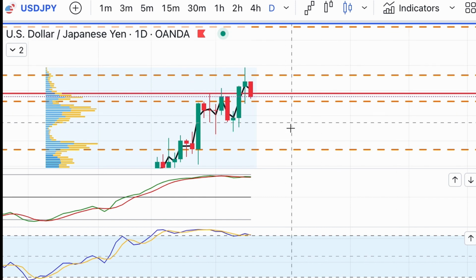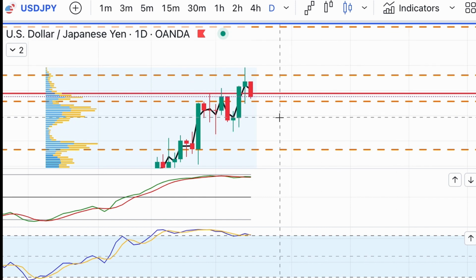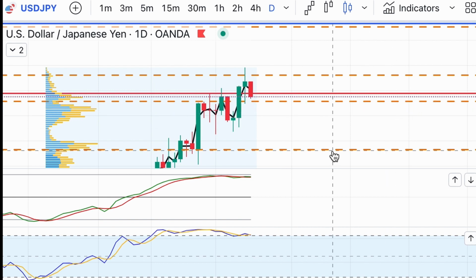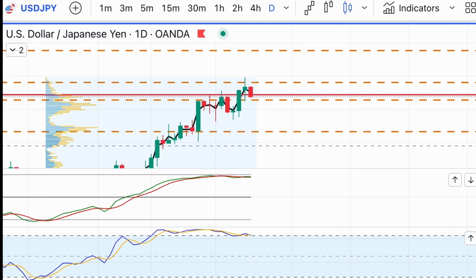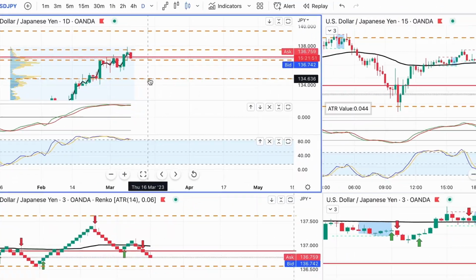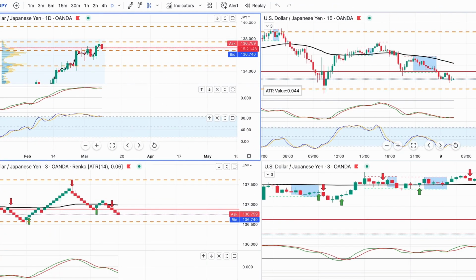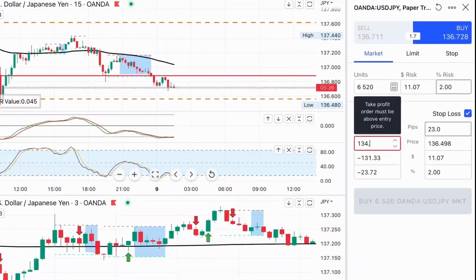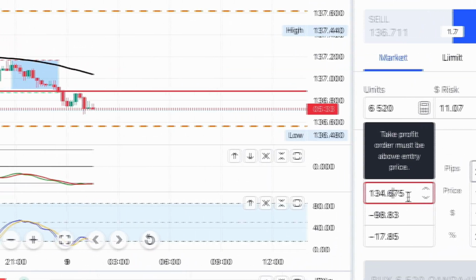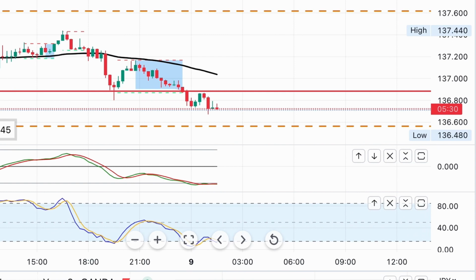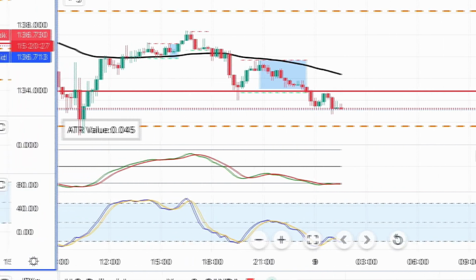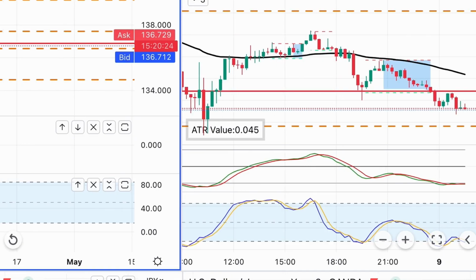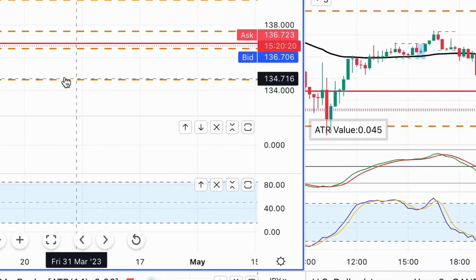So in reality, if I was really, really brave and would set my stop loss above my comfort zone, I could probably go down to this level, 134,716, on my take profit. And if I did that, let's just see what would happen. 134. Roughly $100 on a $500 account. Okay, that's significant. But I'm not that brave. I don't think I want to do that.